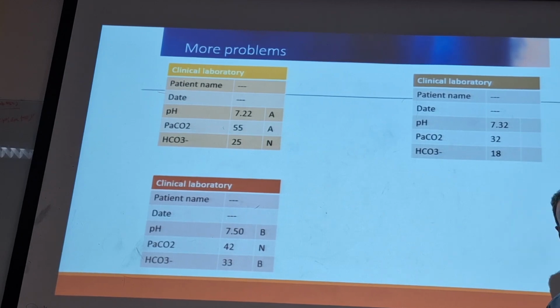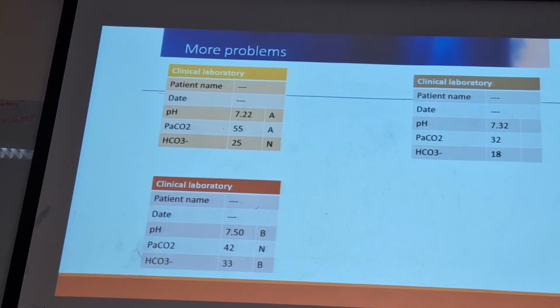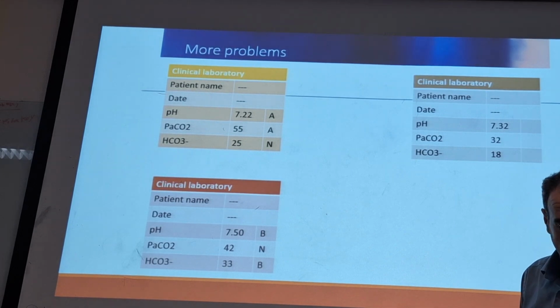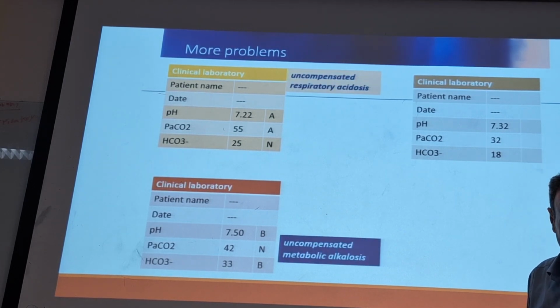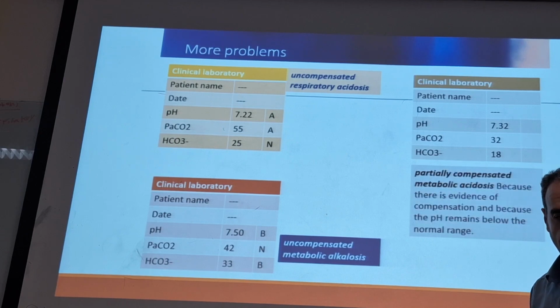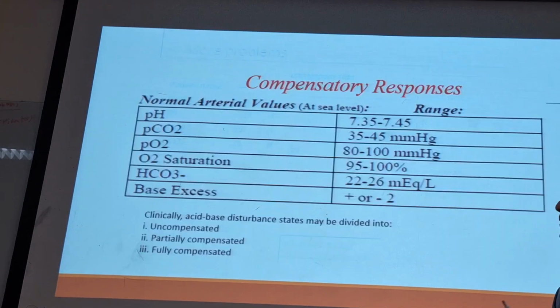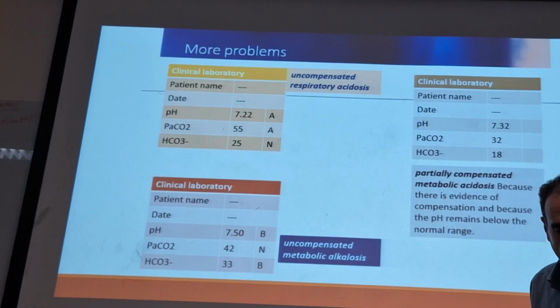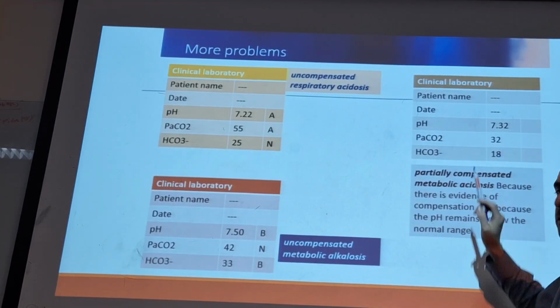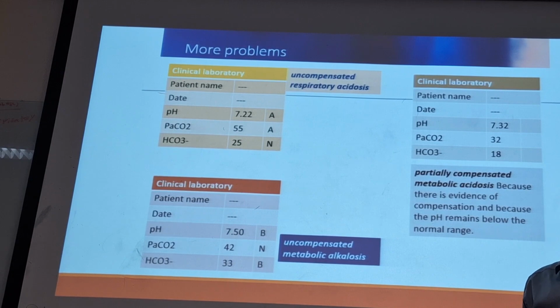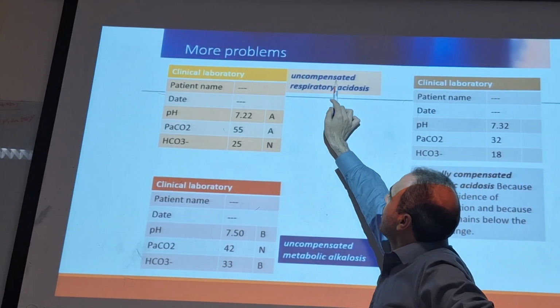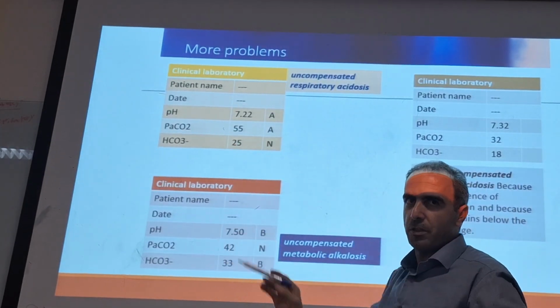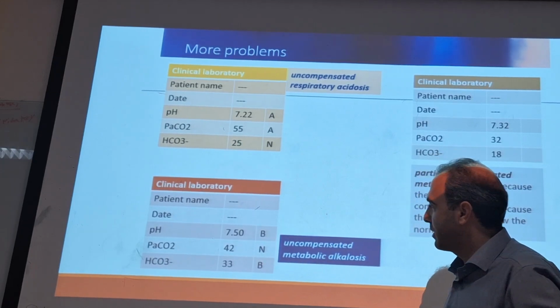Finally, acidosis. Uncompensated respiratory. No, it's CO2. Alkalosis respiratory. Because you forget that 35 is the CO2. It is uncompensated respiratory acidosis without any discussion. Here also is uncompensated metabolic alkalosis.